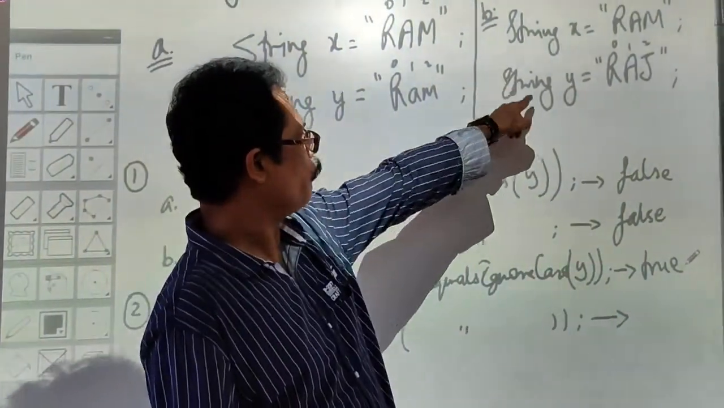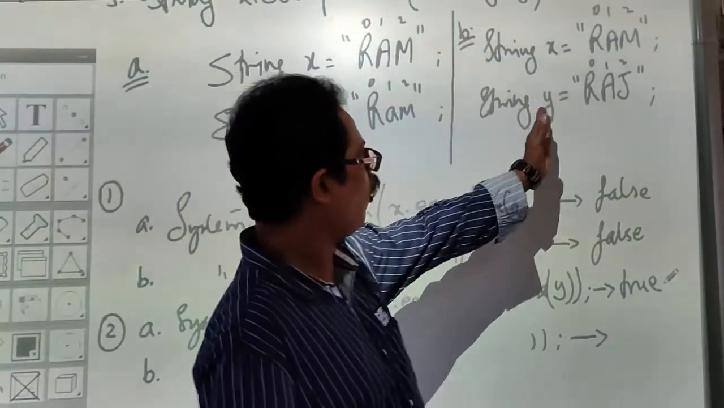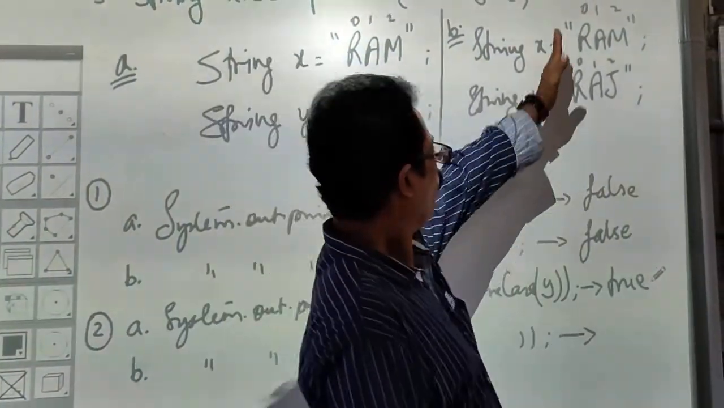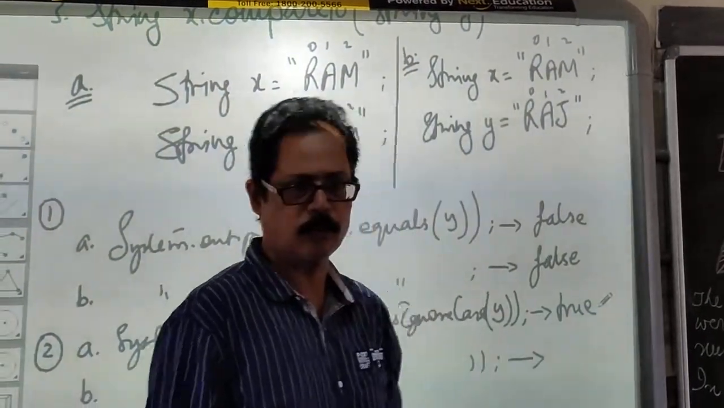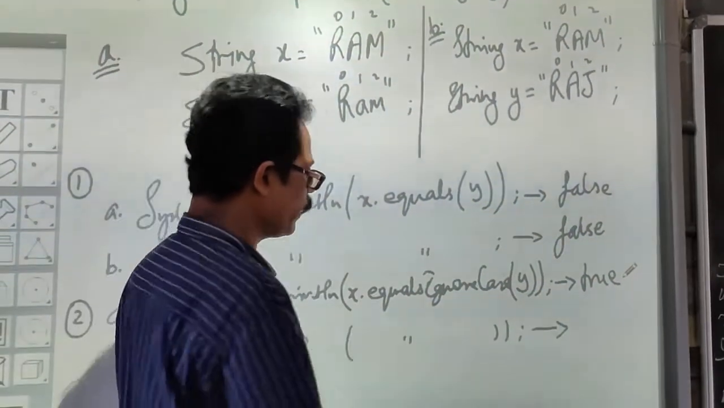Now look at example B. In example B again, all are uppercase, so there is no problem. R both are same, A is also same, but here there is a difference of two characters. As a result, it gives us false.